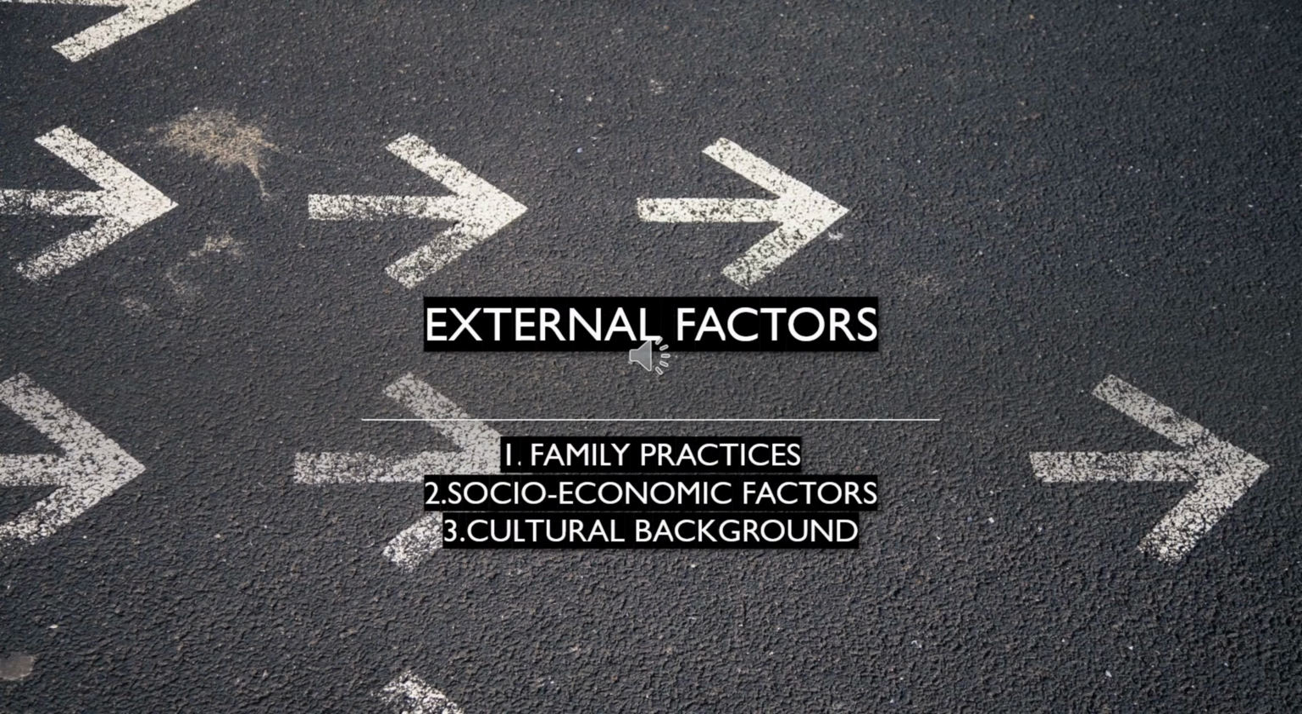The second factor or the second variable is the external variable. So some of the external variables which influence the health pattern, the first one is the family practices. So the health of an individual depends on how his family uses the healthcare services. Okay, the family's response to disease and how they prevent those diseases can also influence the health of a family member. So the first external variable is the family practices.